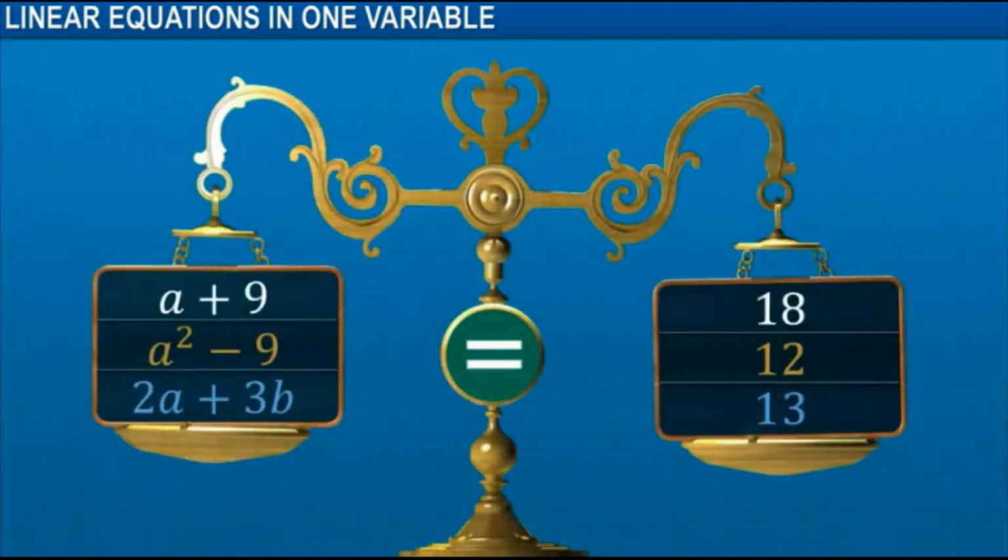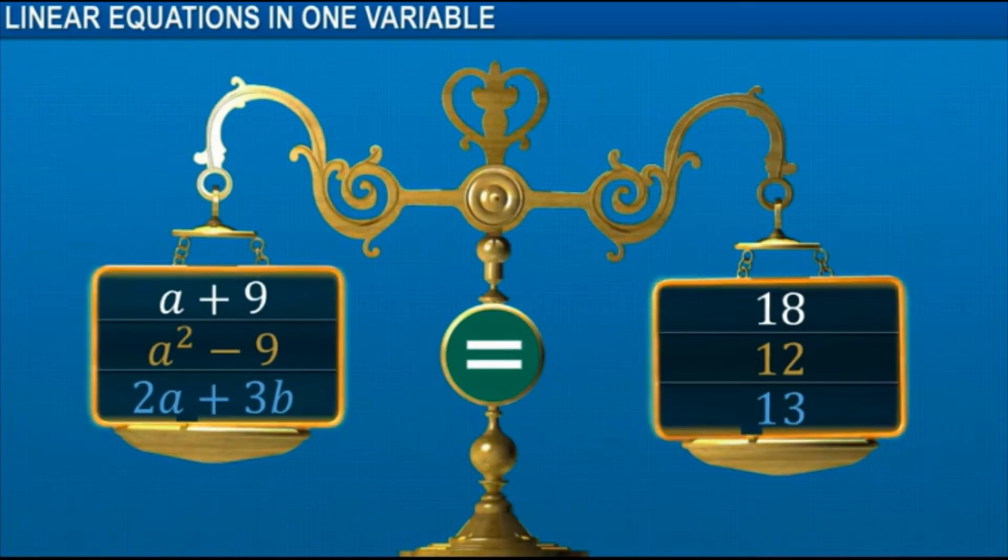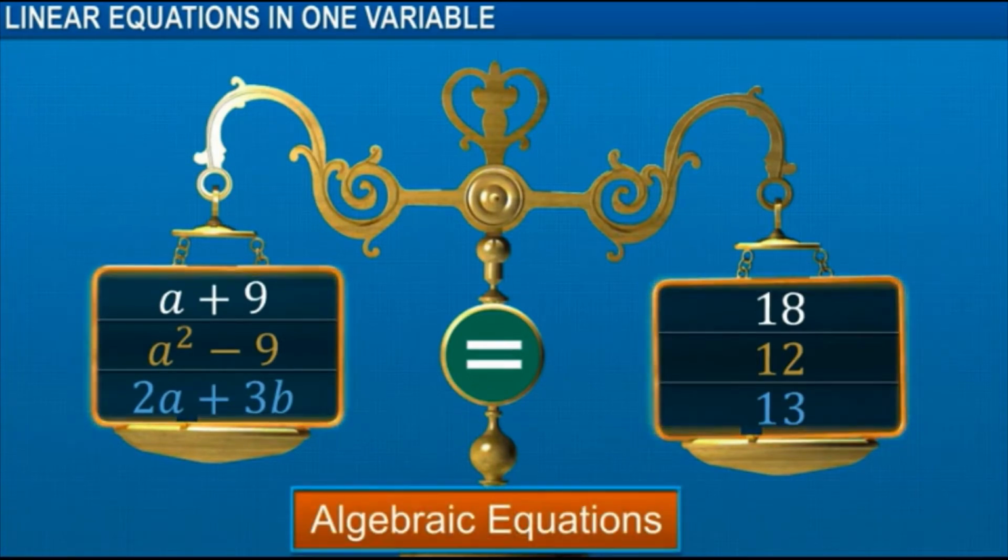Let's reconsider some of the equations we saw earlier. As you can see, these equations have algebraic expressions on the left of the equality sign and numbers on the right. Such equations are called algebraic equations.